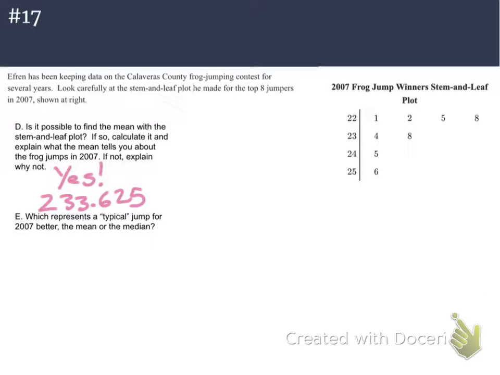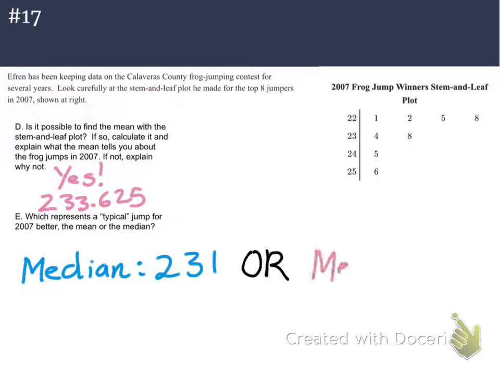All right, going on to letter E. Which represents a typical jump for 2007 better? The mean or the median? So remember from our last problem, the median was 231, and the mean was the one that we just found out was 233.625. And it's all going to connect back to what the data looks like.